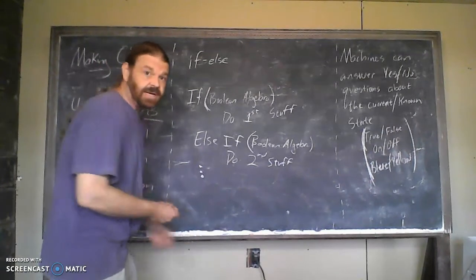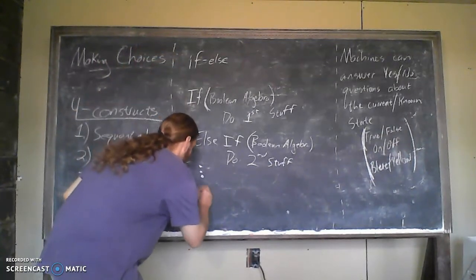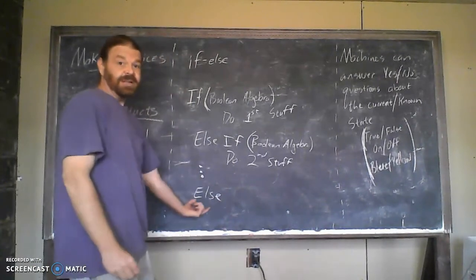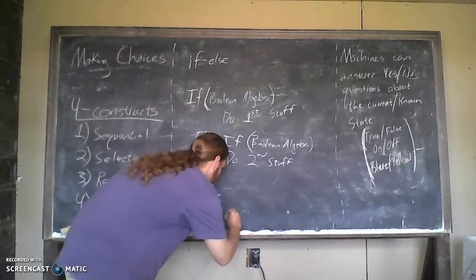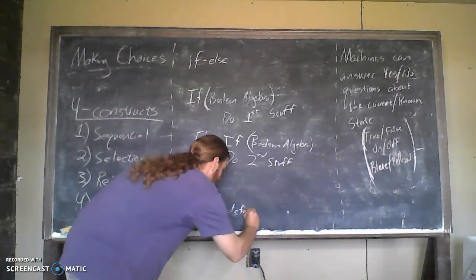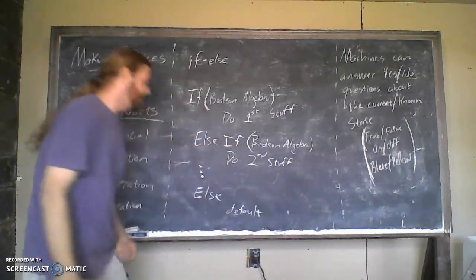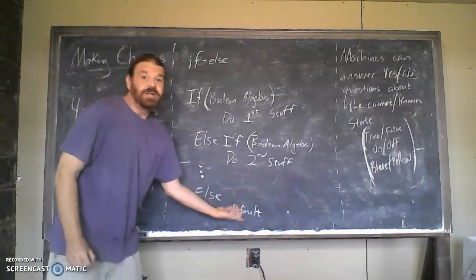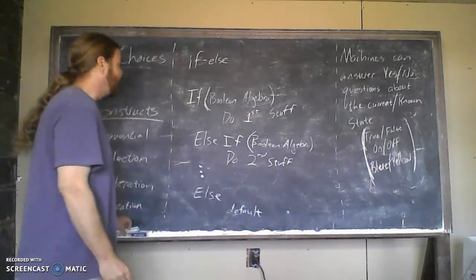If none of those conditions we just checked are true, then we'll have a default way down at the bottom, a default else. Because if none of the conditions we're checking are true, we still want to do something in most cases.